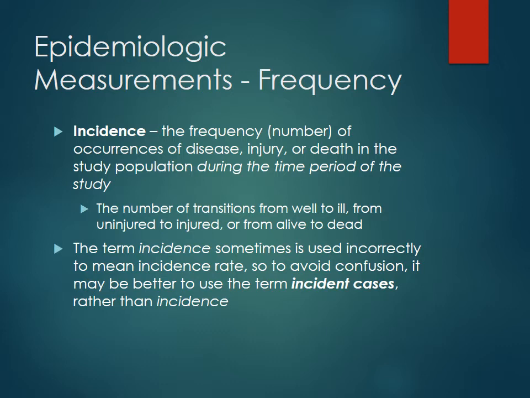Should be prospective, right? So you're starting with a population who maybe doesn't have any incidence of the event you're looking for, and you're looking for new occurrences over time. So again, the number of transitions from well to ill, uninjured to injured, alive to dead, whatever it happens to be, you're looking for new cases of it, or new incidences of the event occurring. Sometimes you'll see it used incorrectly to mean incidence rate. To avoid the confusion, we'll talk about rates a little bit later, but it may be better to use the term incident cases rather than incidents. By saying incident cases, these are new incidences of the event occurring as time moves forward.